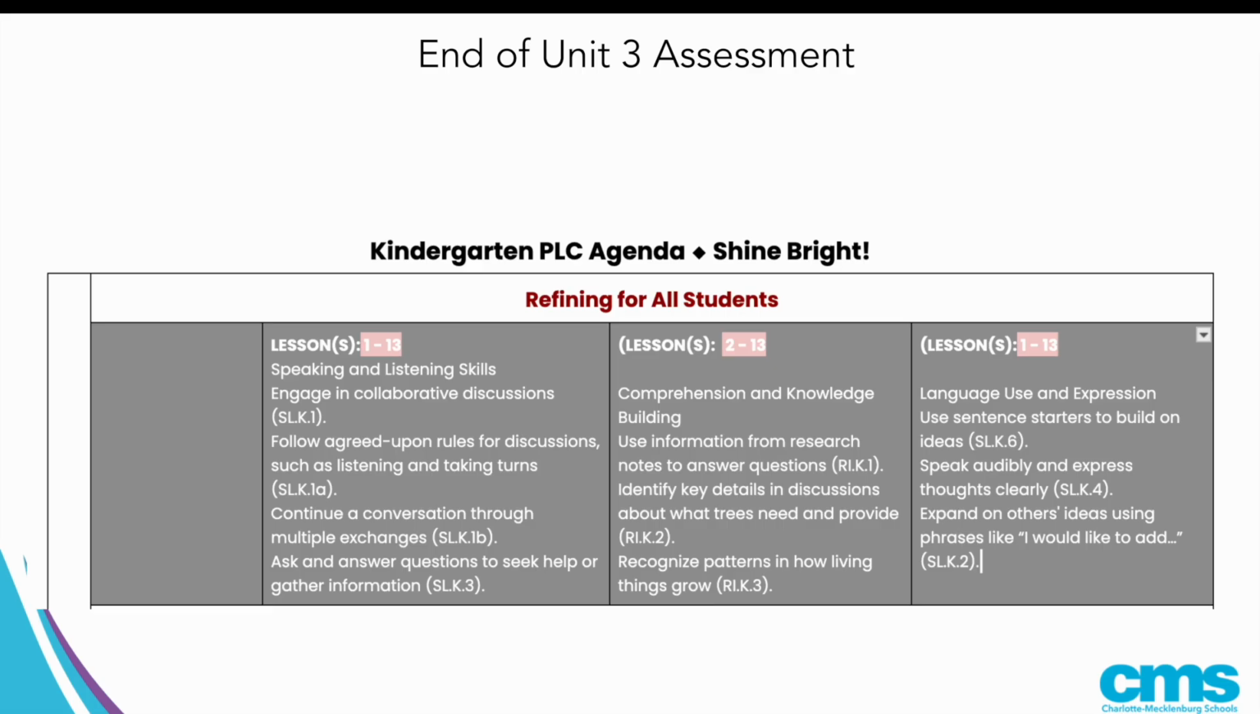So when I used that standards matrix and looked at these standards specifically, these are the lessons that there's going to be a lot of support and alignment to directly instruct on these standards. So making sure that as I'm reading my lesson narratives, I'm reading through the lens of comprehension and knowledge building, speaking and listening skills, and language use and expression. So as the teacher, when I'm thinking about explicit teaching, I need to make sure that I am in alignment with these three major work areas because that will support me and set my students up for success for this end of Unit 3 assessment.